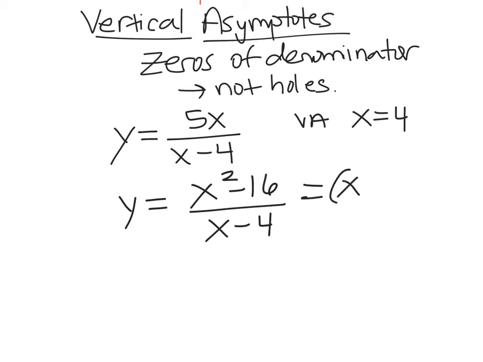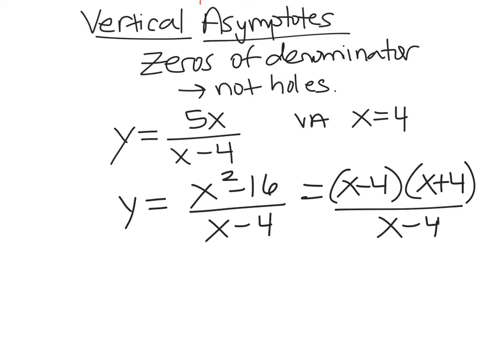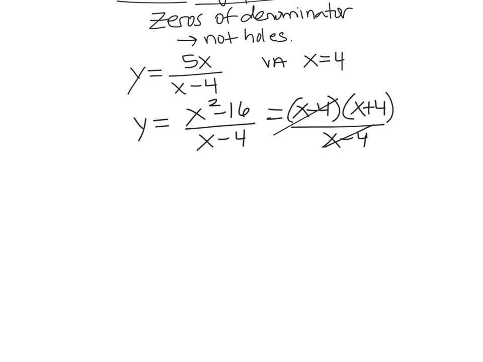Because once you take this and you factor, you can go ahead and reduce. And this graph is just simply a line with a hole in it at 4. Okay? So let's talk about the limit of each of these things.